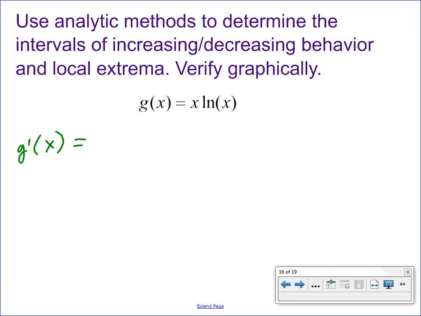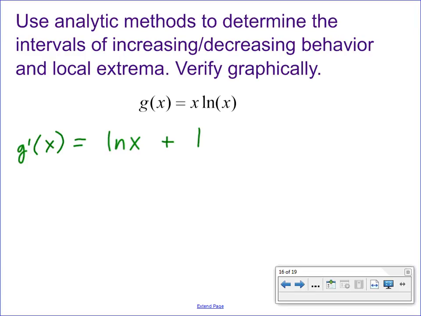Okay, what are you getting for your g prime? Tyler? ln x plus 1. Raise your hand if you have the same as Tyler. ln x plus 1, good. The derivative of the first, 1, times the second is ln of x, plus the first, x, times the derivative of the second, 1 over x, and that reduces to 1. Nice job. Why do I care about g prime? Because the sign of g prime anywhere along it will tell me the increasing versus decreasing behavior of g.